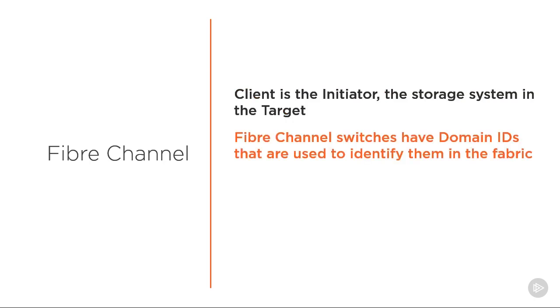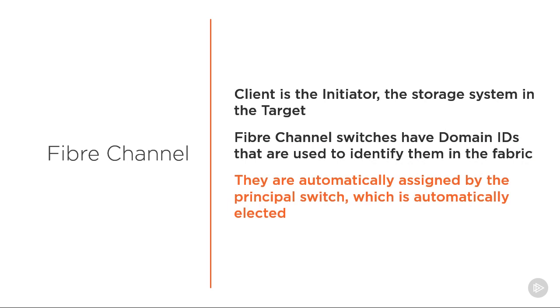Fibre Channel switches have domain IDs, and these are used to identify them to all of the other switches in the fabric. These domain IDs are automatically assigned by the principal switch, and this principal switch is automatically elected. So as administrators, we don't have to configure the domain IDs, and we don't have to hand them out. That's taken care of for us.